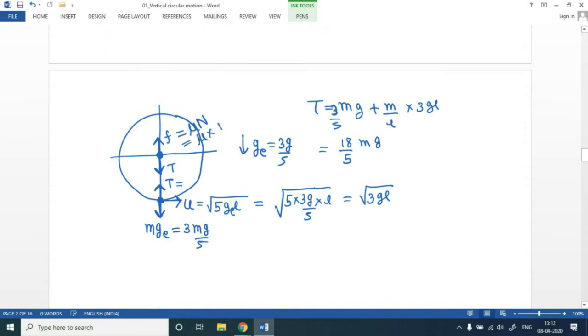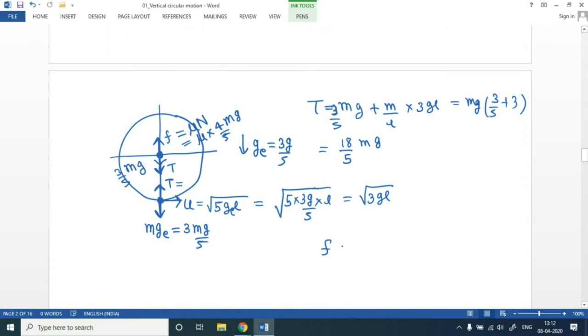So μmg, that would be 4/5 mg over here. I hope I have made this calculation correctly. So that is 3/5 mg, and mv²/L, and that was mg. We can take common 3/5 plus 3, so 3/5... Okay, so the friction here we can find out simply, it will be experiencing again mg effective over here. So that would be 3/5 mg over here.